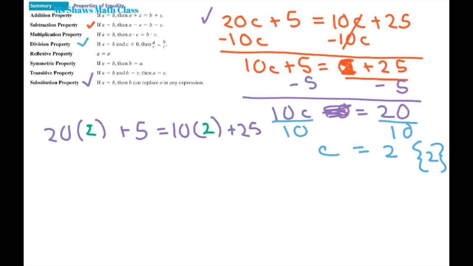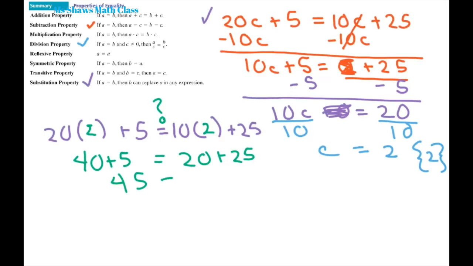Now let's simplify each side. So 20 times 2 is 40 plus 5. And 10 times 2 is 20 plus 25. And we're seeing if our solution is true. So we have 45 equals 45. Since they both equal, that means our solution is good.